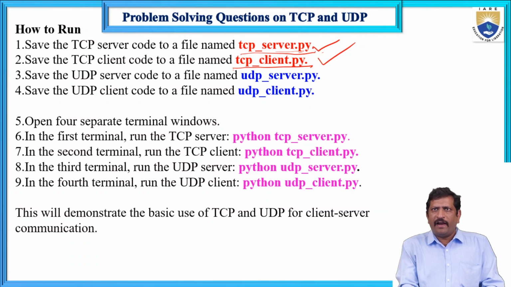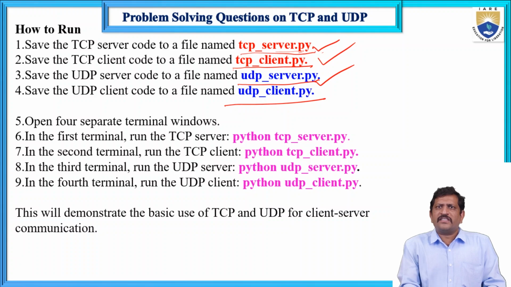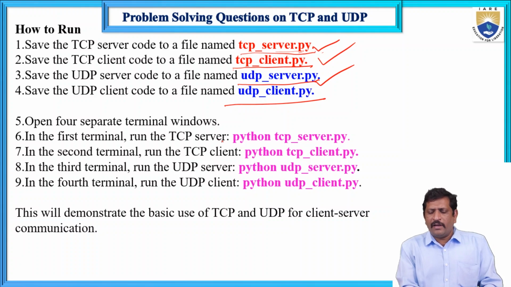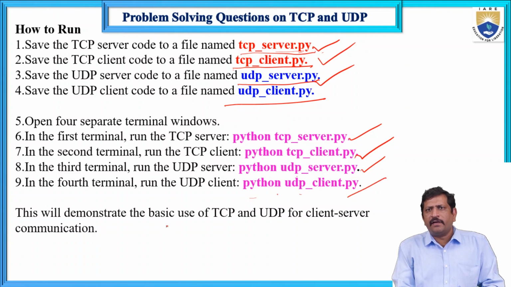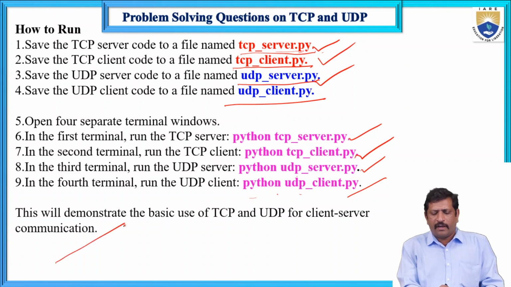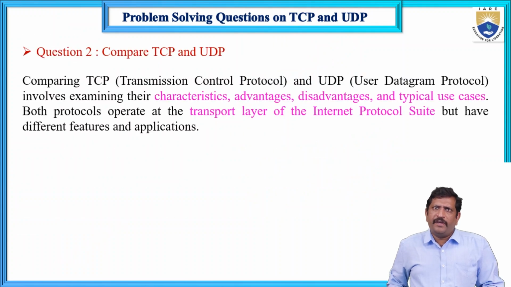Save the UDP server code to the file name udp_server.py, and save the UDP client code to a file name udp_client.py. Now open four separate terminal windows. In the first terminal run python tcp_server.py, in the second python tcp_client.py, and in the third terminal run the UDP server, python udp_server.py, and we can run the UDP client with the help of python udp_client.py. This demonstrates the basic use of TCP and UDP for client-server communication.